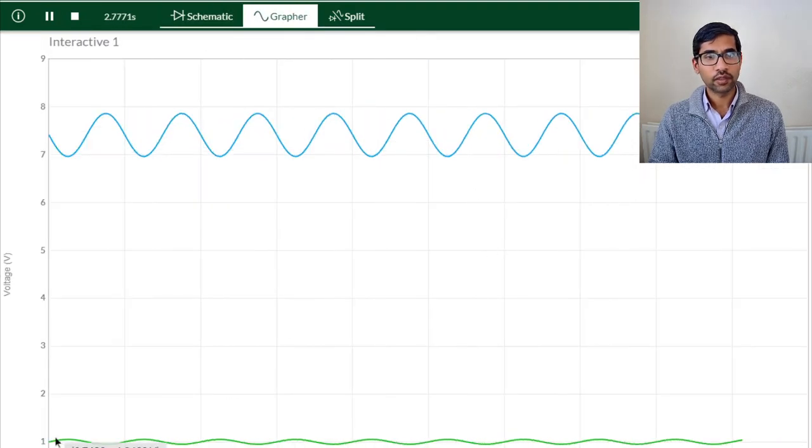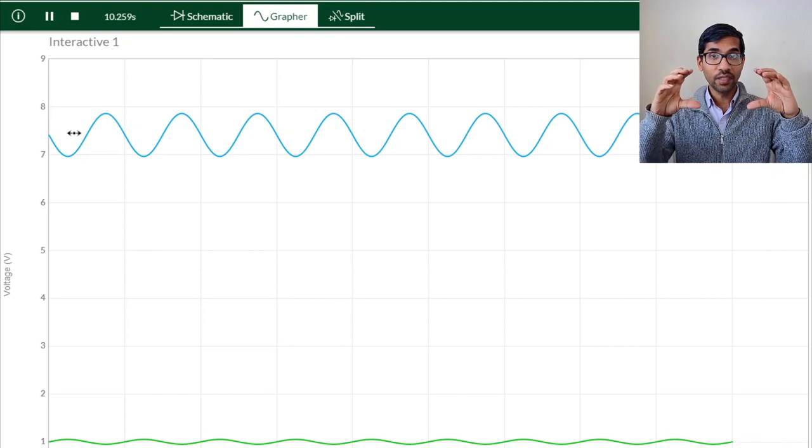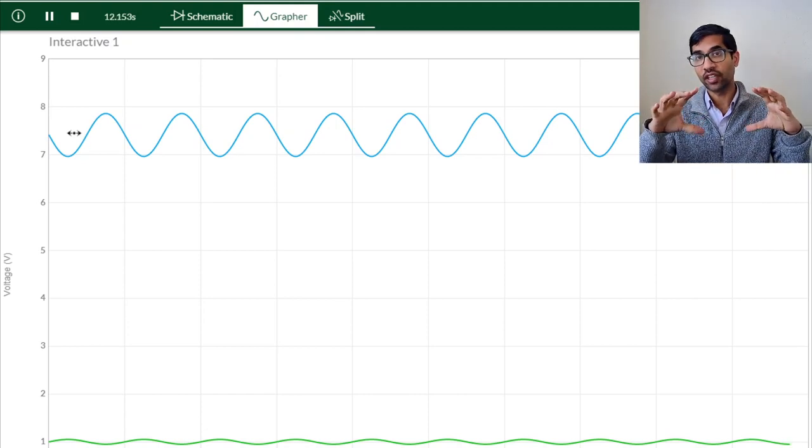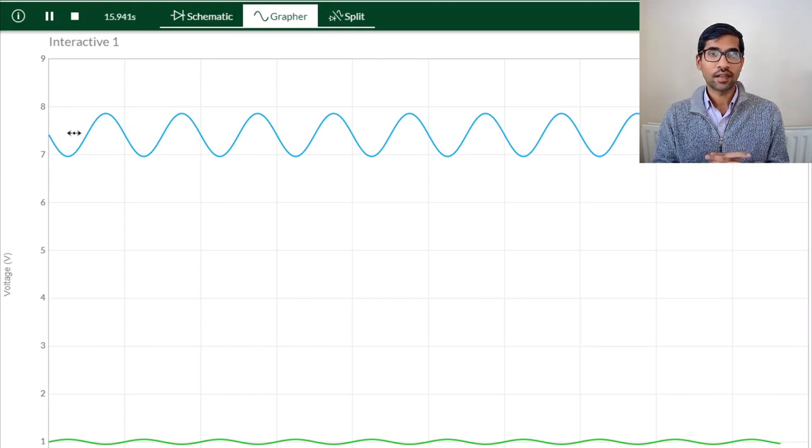So if you go back, you can see that this input is still centered around 1 volt. This output is still centered around 7.5 volts. It's only the amplitude of the sine wave that changes. The DC levels remain the same. Okay, so I hope this helps you to understand the use of BJTs as amplifiers.